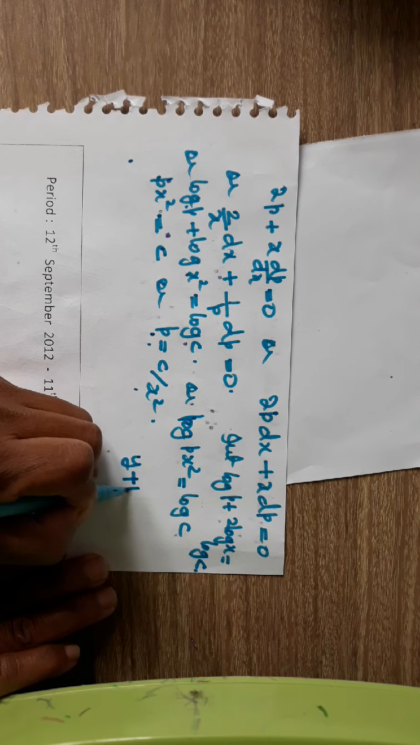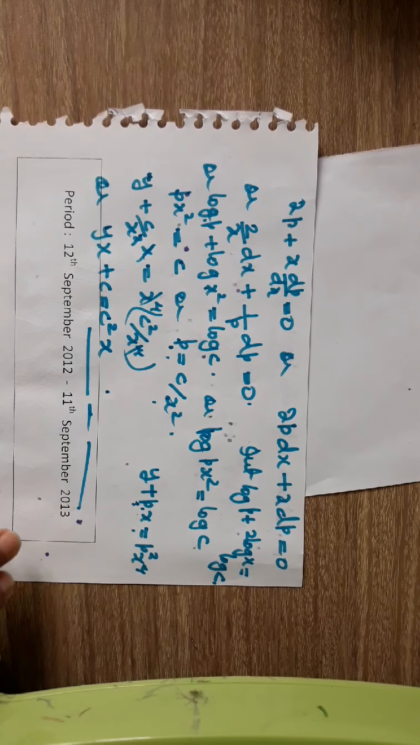Or you can reduce this: x² is common here, so one x will be cancelled, and x⁴ cancels with x⁴. So what you get is yx + c = c²x, which is the required solution. I hope it is clear to you.